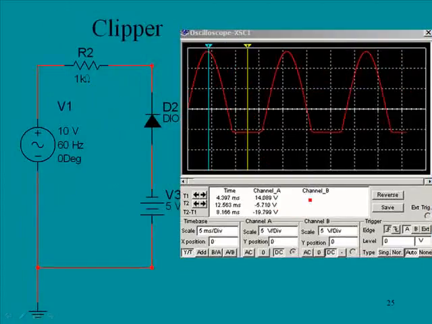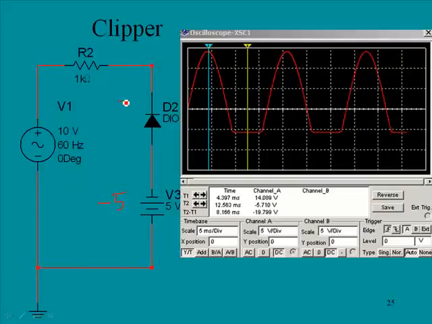Okay, our next clipper, we've got almost the same circuit. The diode is in the same position. The major change is that the 5 volts down here has been changed so that it's upside down. So now this is a negative 5 volts. And so the input remains the same. Everything remains the same except for this.